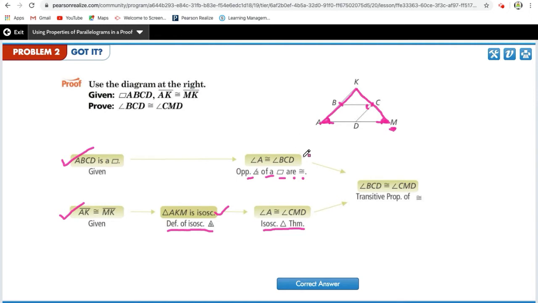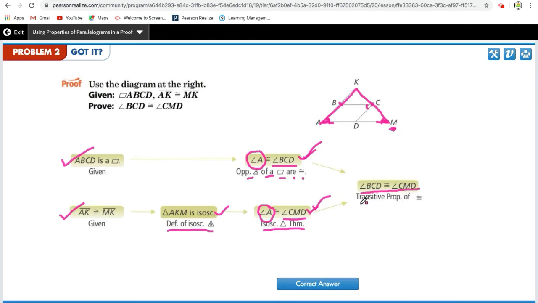Now, from these two statements, we have two pairs of congruent angles, and they have a common angle between them, which is angle A. So since angle A is congruent to these two angles, this angle is also congruent to this angle. Therefore, as a final conclusion, we can say that angle BCD is congruent to angle CMD. So that is the proof.